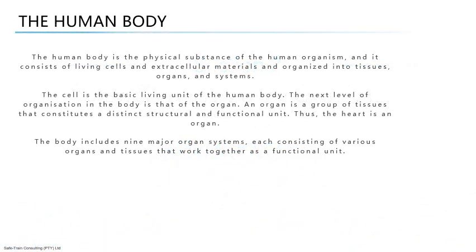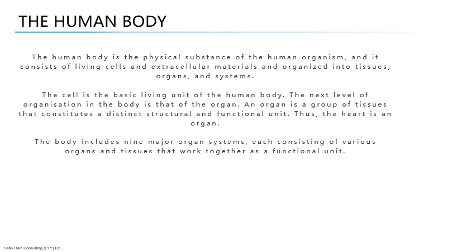The human body. The human body is the physical substance of the human organism, and it consists of living cells and extracellular materials, organized into tissues, organs, and systems. The cell is the basic living unit of the human body. The next level of organization in the body is that of the organ. An organ is a group of tissues that constitutes a distinct structural and functional unit. Thus, the heart is an organ.